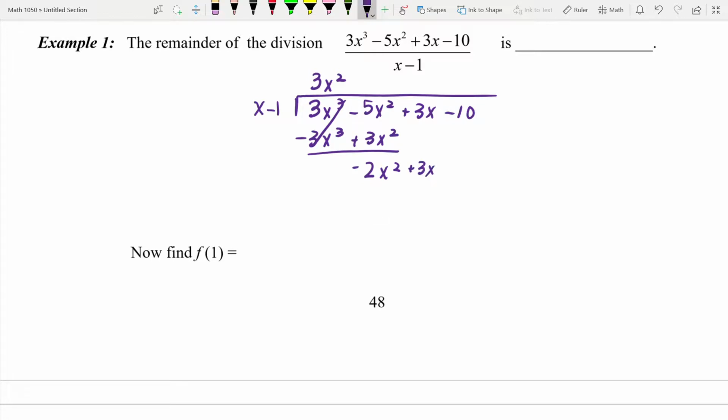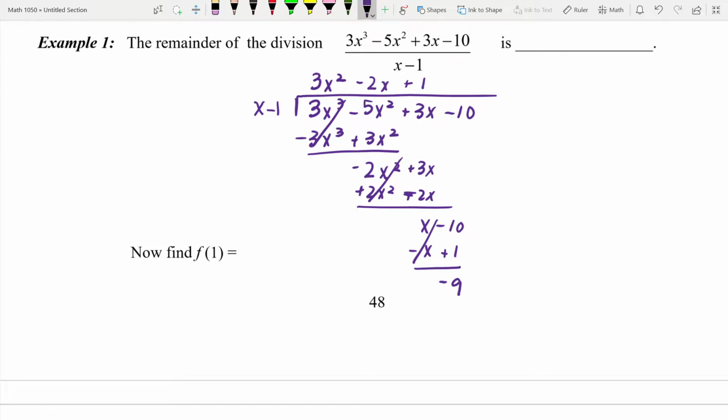Then you start all over again, right? What do I multiply by x to get a negative 2x to the second? A negative 2x. Distribute, you get a negative 2x to the second plus 2x. Change your signs. First terms cancel. 3x minus 1 minus 2x is 1x. Bring down the negative 10. What do I multiply by x to get x? That's a 1. Distribute, I get x minus 1. Change your signs. First terms cancel, and you get a negative 9.